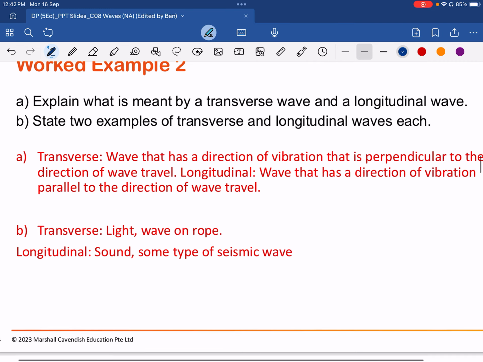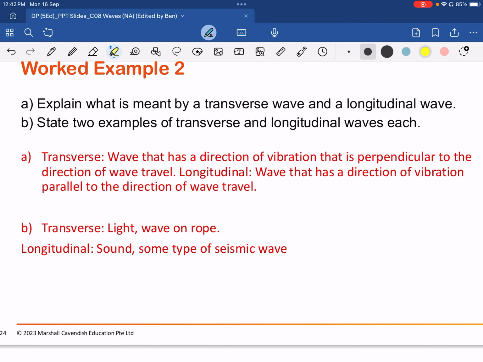So in this case, transverse wave, direction of vibration. Now over here, you might want to add on particles' vibration, that is perpendicular to direction of wave travel. So same thing for longitudinal wave that has a direction of particles' vibration.